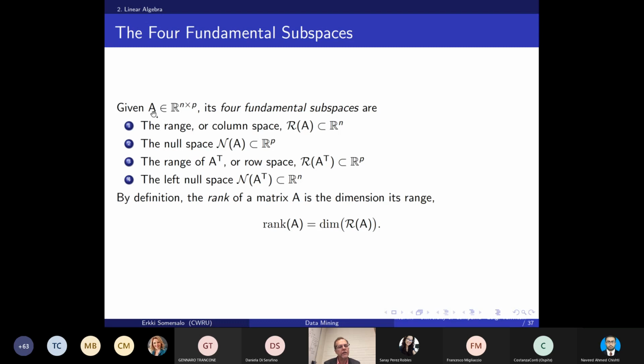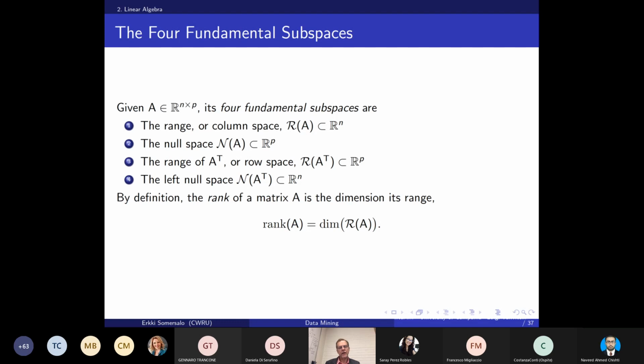My matrix A is n by p, and if I take the transpose of A, I get a matrix of p by n. So of course I can define the range of A transpose, and this range of A transpose is in Rp. Notice that it's in the same space where the null space resides, Rp. Also, I can look at the null space of A transpose, and that is a subspace of Rn, which again is the space where the range of A is a subspace. So now I have 4 subspaces.